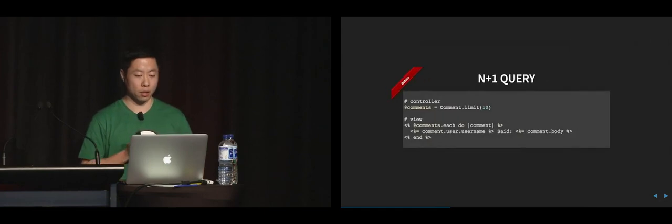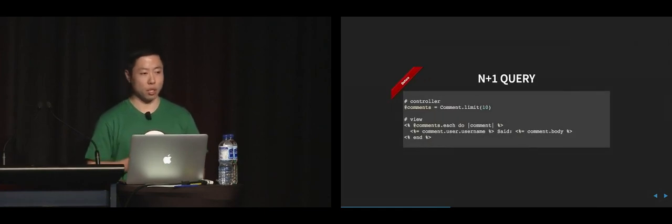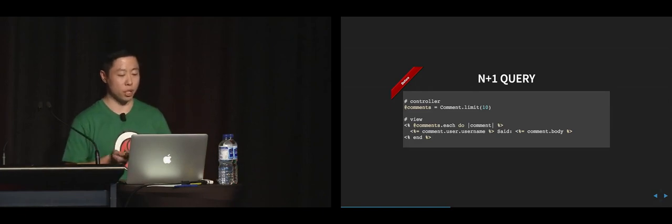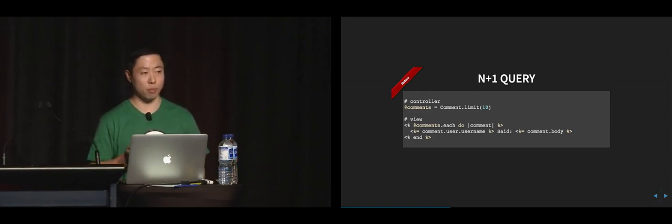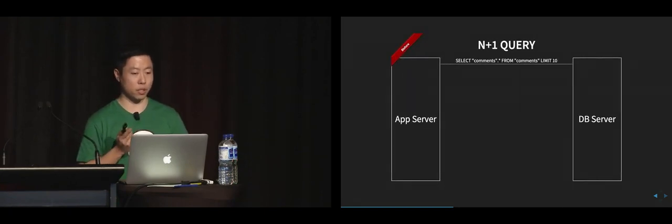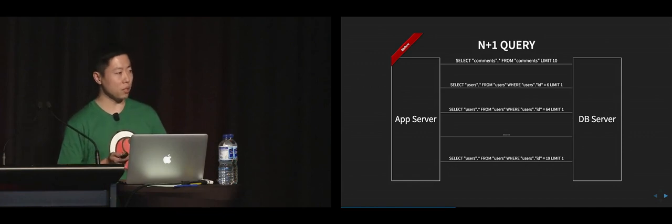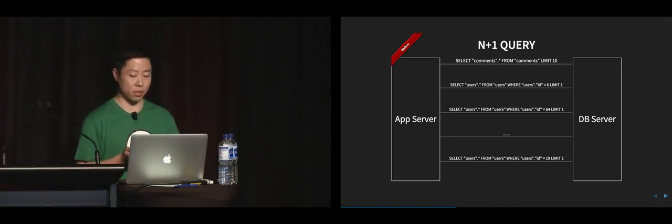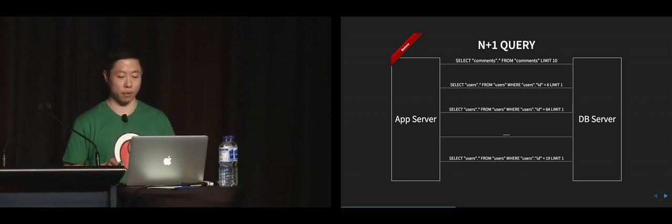So the first one is the same: send as few requests as possible. First is N+1 query. Here I load 10 comments. For each comment, I will display the username with the comment body. So it will send a SQL request to get the 10 comments. For each comment, it will send an additional SQL query to fetch the user data from the database. So it's a typical N+1 query.